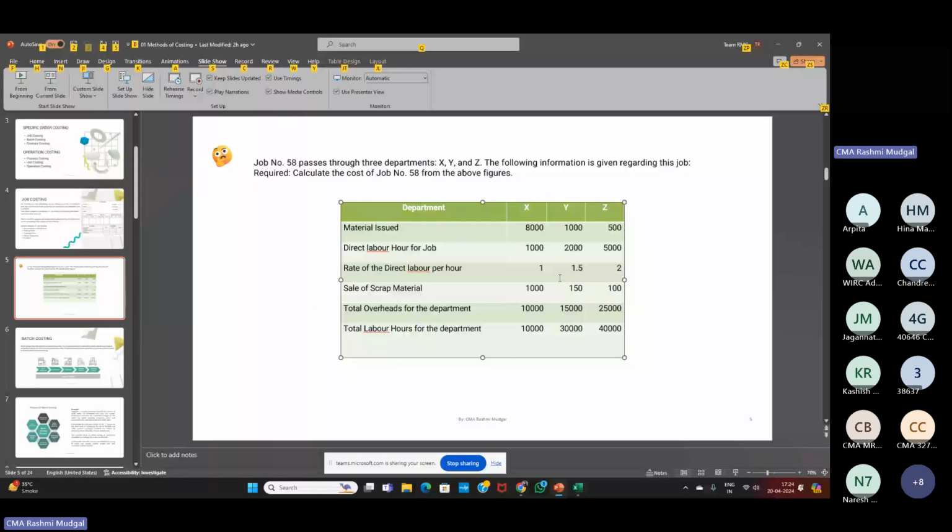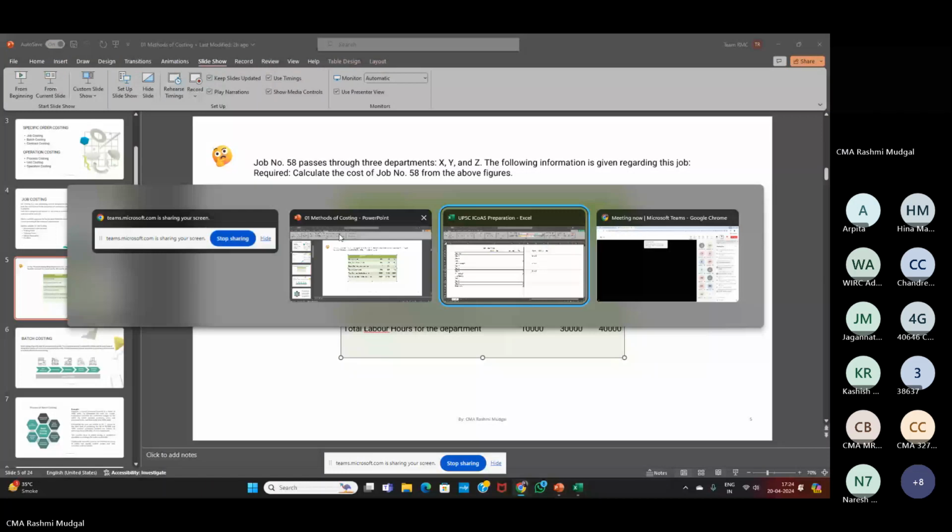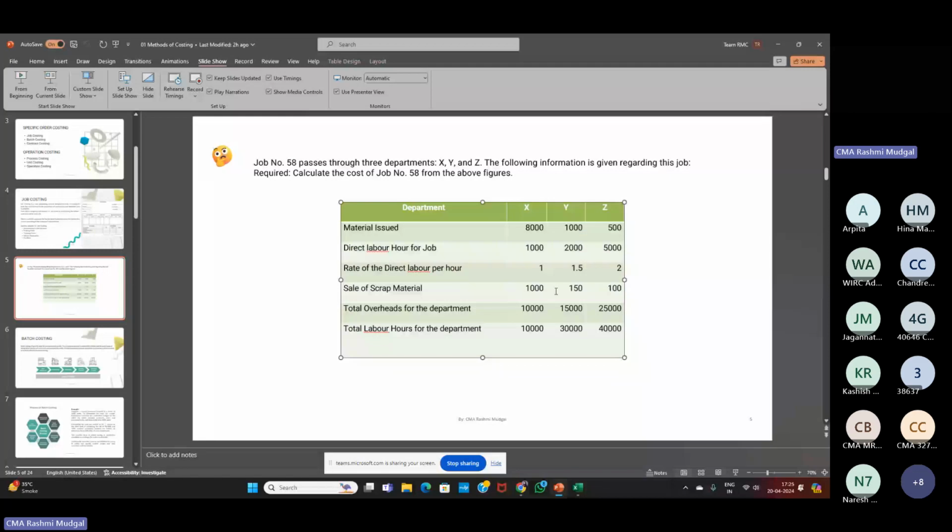So today I am taking you to the material of department X. Scrap material is 1,000. The scrap is also sold. So I cannot consider it as is, because I have made an income out of the material, I need to deduct it from the cost. Am I audible to everyone?